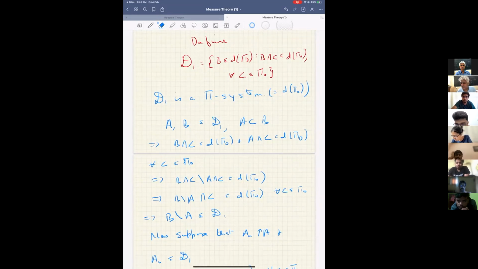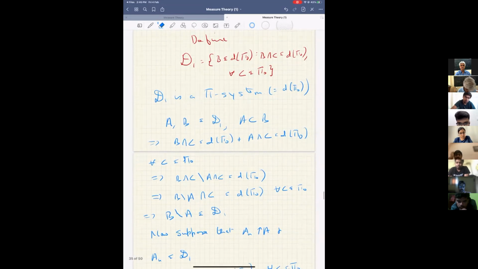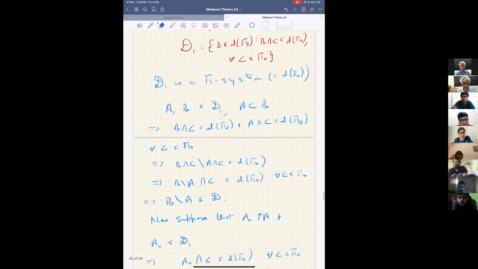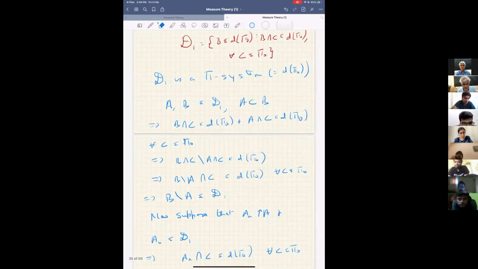Because D of pi 0 is closed under the subtraction operation, right? So B intersection C minus A intersection C is in D of pi 0. And that means B minus A, B with A subtracted from it, intersection C is also in D of pi 0. These two sets are the same: B intersection C minus A intersection C.